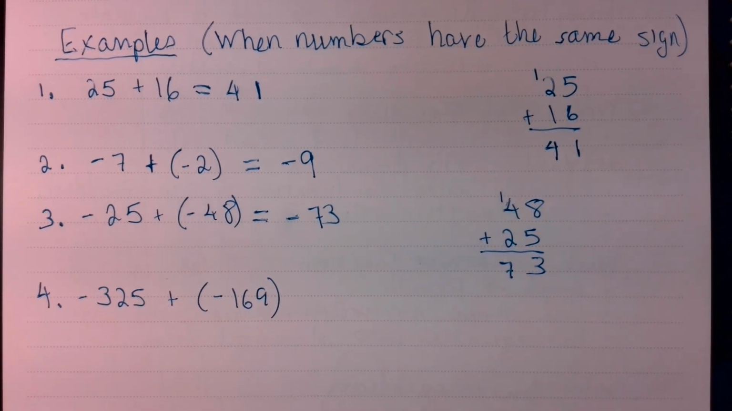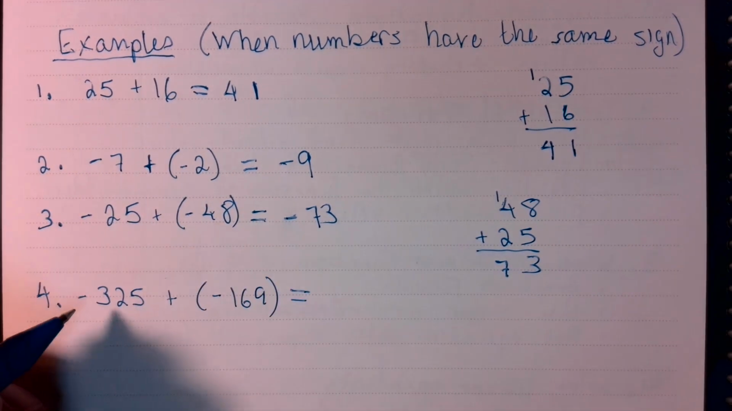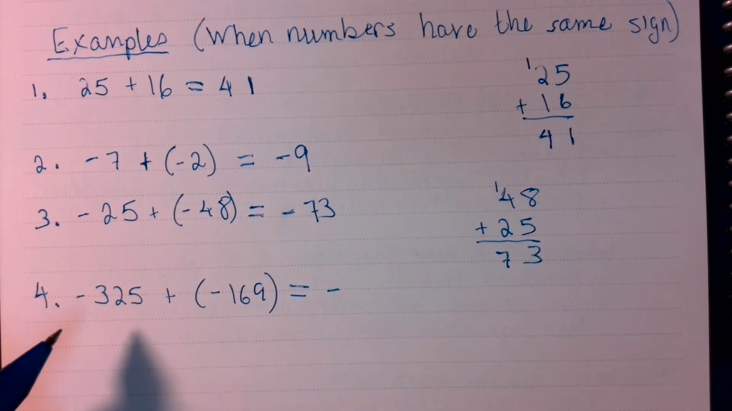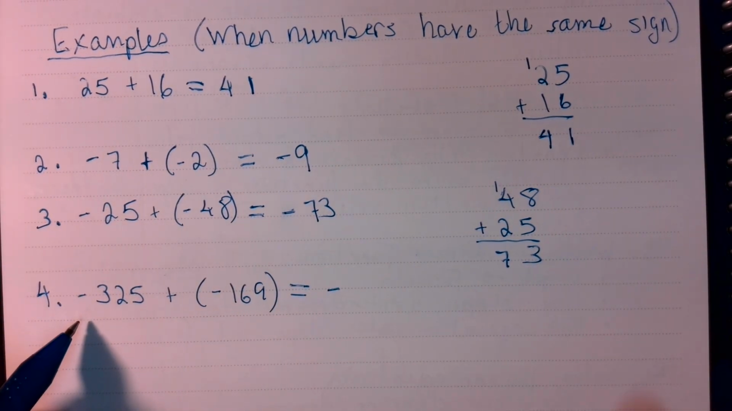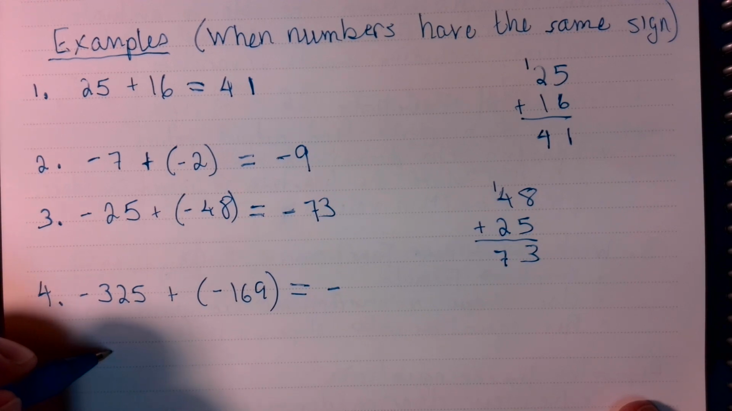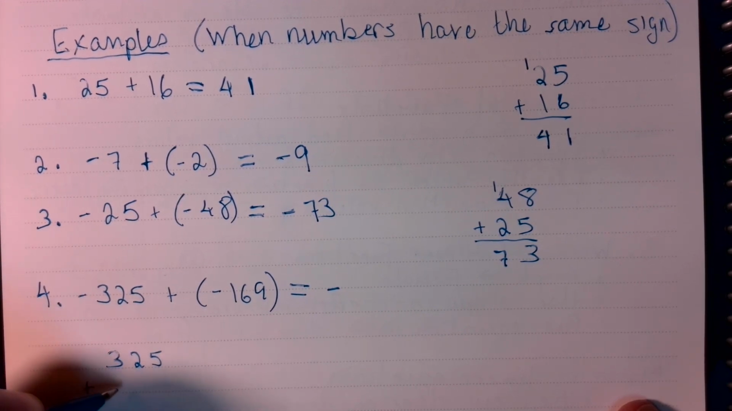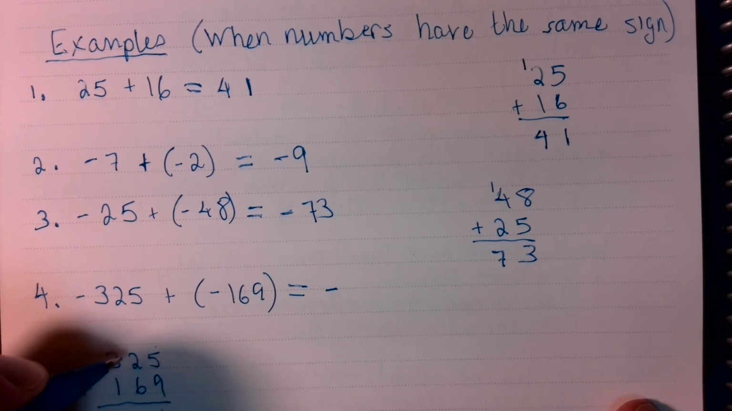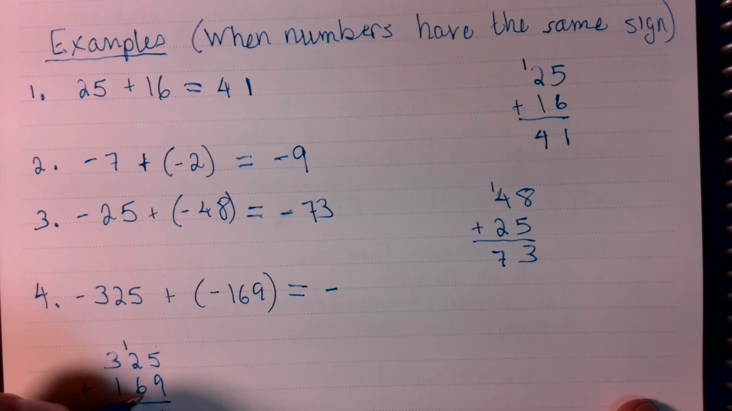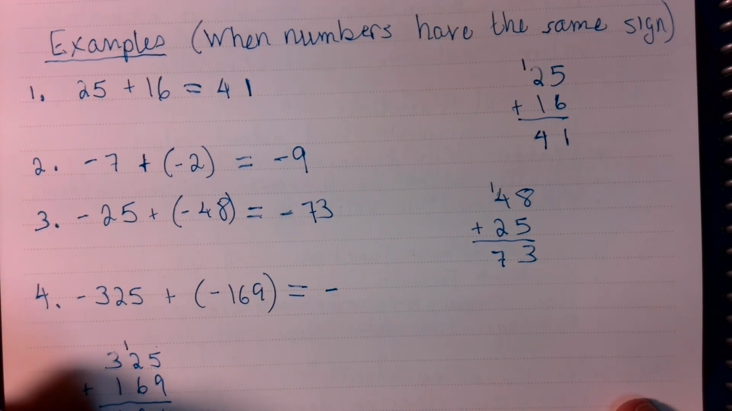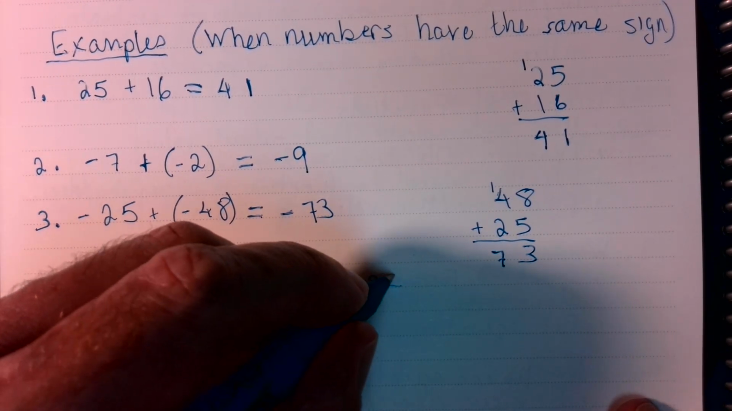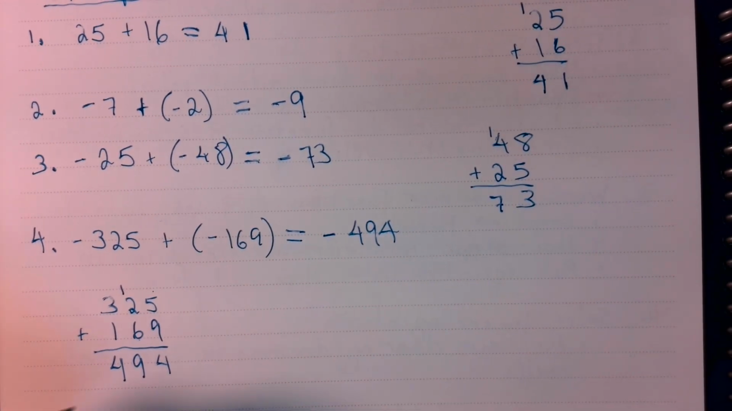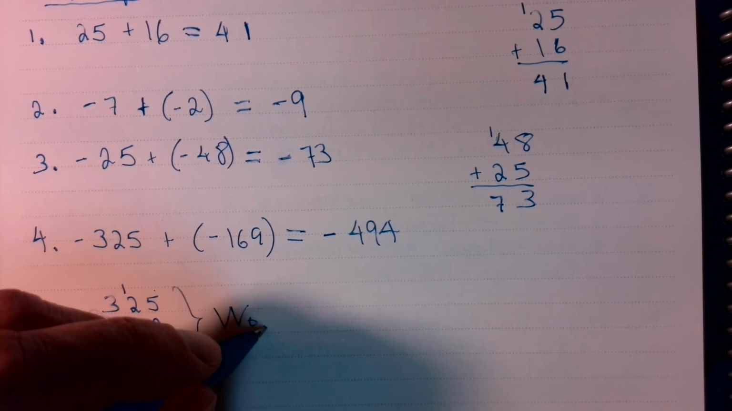All right. Last one here, we'll do -325 and -169. Once again, following our rule, I've got two numbers with the same sign. I can just ignore the sign for right now. All I need to focus on is doing 325 plus 169. 5 and 9 is 14. Carry the 1. 1 plus 2 is 3 plus 6 is 9. So 494. So -325 and -169 is -494. And this would be the work that we'll need to show.